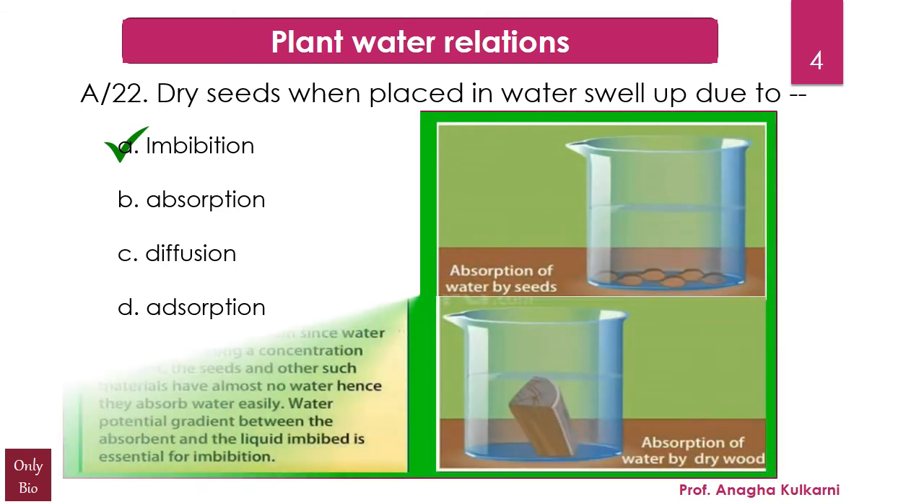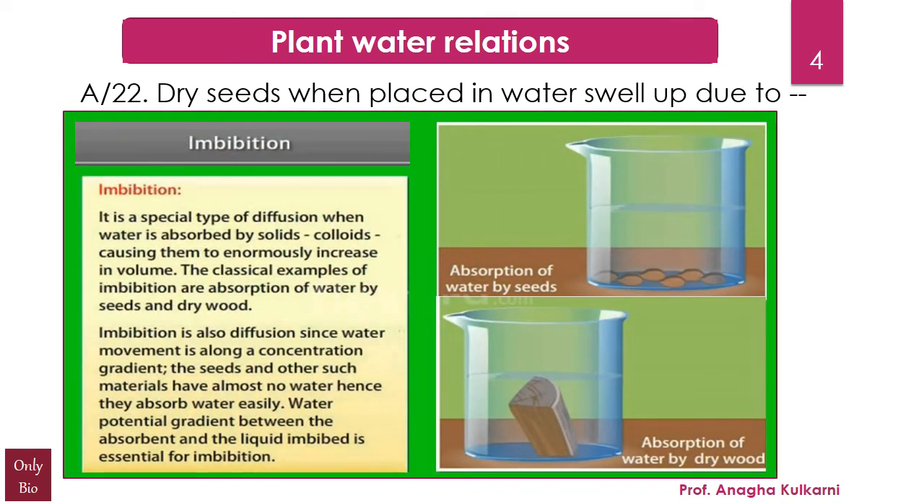Friends, please remember that imbibition is a special type of diffusion when water is absorbed by solids and colloids, causing them to enormously increase in volume. The classic examples of imbibition are absorption of water by the seeds and dry wood. In the rainy season we often see that wooden doors and windows are difficult to close, because this particular thing imbibes the water.